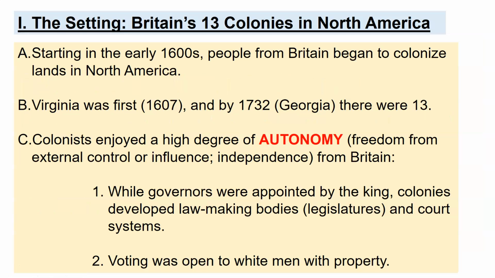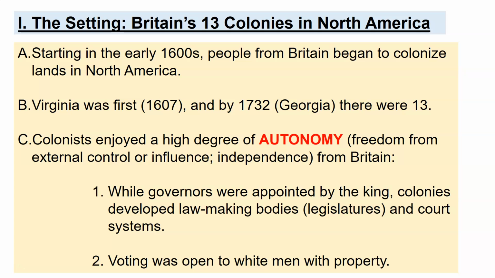In looking at Britain's 13 colonies in North America, you have to go back to the early 1600s with their first official and permanent colony in Jamestown. From there, you start to see various colonies progress, and then the final of the 13 comes in the form of Georgia in 1732.